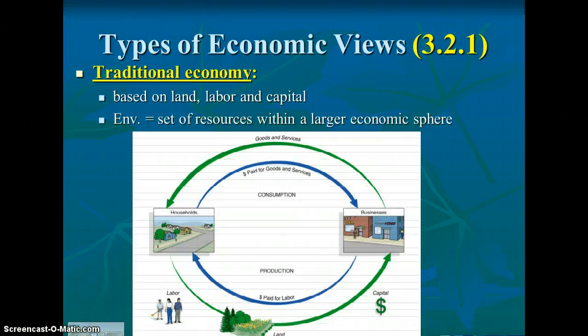So in doing this, we first have to think about different types of economic views, because economics is related to resources. In a traditional economy, it's going to be very much based on how much land is available, the types of labor and the amount of labor, and other sorts of capital. Capital refers to any sort of assets. And in this traditional economy, the environment is really just thought of as a set of resources within a larger economic sphere. In this diagram, there are some relationships between the people, the labor, and these goods and services, but it's not very complicated.